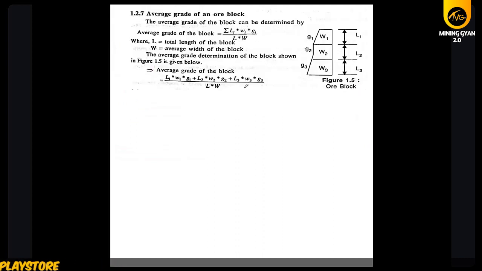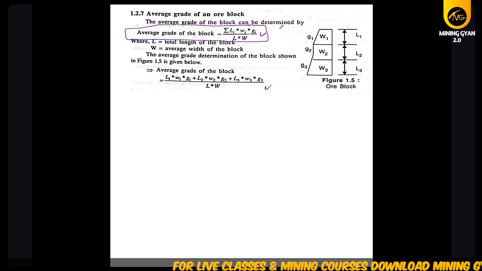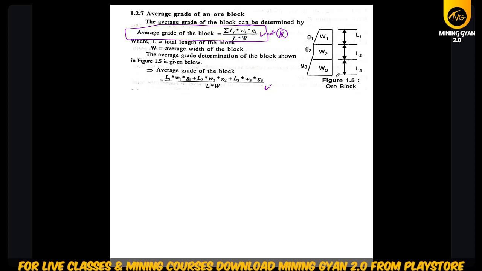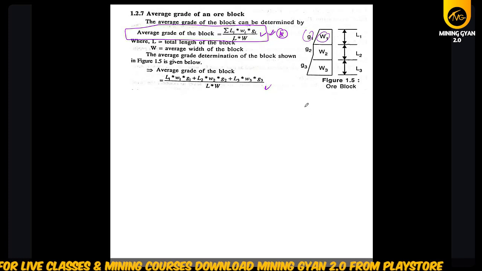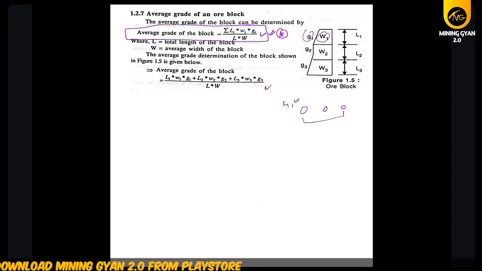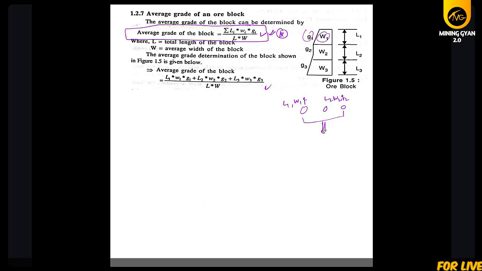Okay, this is the average grade formula. You should know this. Remember this formula. It will help, because sometimes they will ask you with different types of weight, grade and length. Three or four samples they will provide, and their length, their weight, and grade they will provide, and they will ask you to find out the average grade.